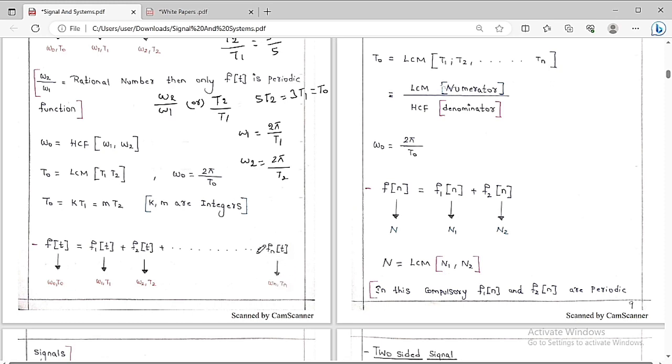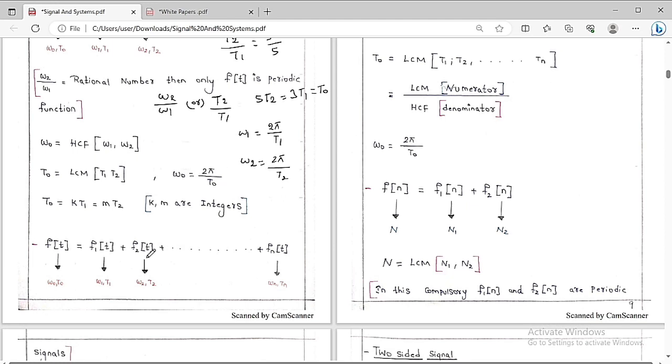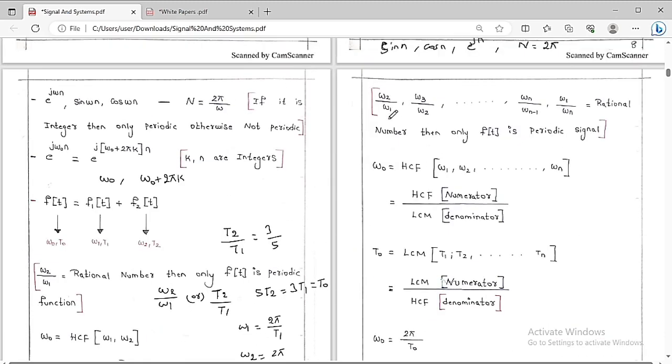So now I want to find whether the signal is a periodic signal or not. How to figure out this one? Suppose it is a periodic signal, it has a time period of T0 and a frequency of omega 0. Then do the ratio: omega 2 by omega 1, omega 3 by omega 2, omega 4 by omega 3, up to omega n by omega n minus 1, and omega 1 by omega n.